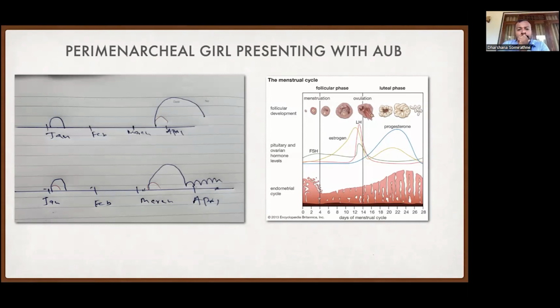Now, perimenarche girls presenting with abnormal uterine bleeding. What does that mean? Menarche is the starting of menstruation. I'm talking about girls in the 12 to 14, 15 range.